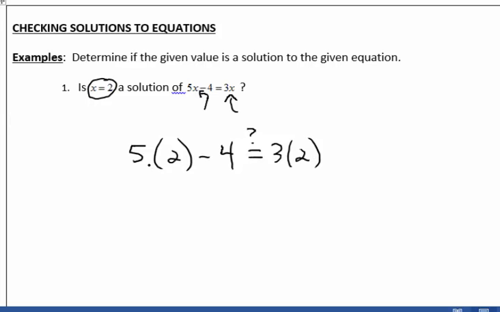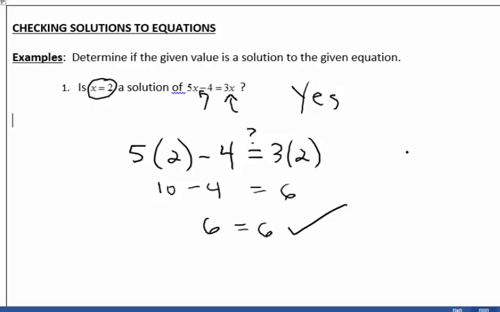Okay, so 5 times 2 is 10, minus 4 is 6, and you can do an extra step. And then you see you get the same thing. So when you plug in the value of 2, you get a true statement. So I know that 2 is a solution to that equation.